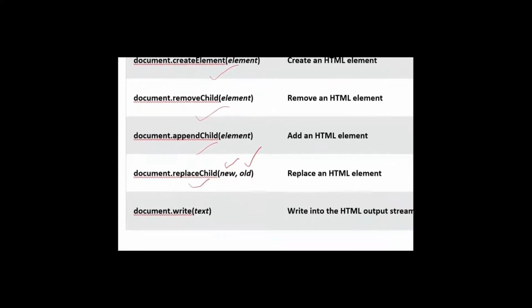There is one more method, document.write, which writes text into the HTML output stream. This document.write needs to be used for testing and debugging, not on a regular basis. So these are all the properties and methods that are available in the DOM.